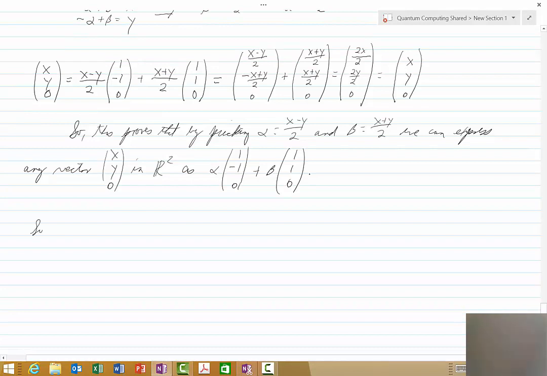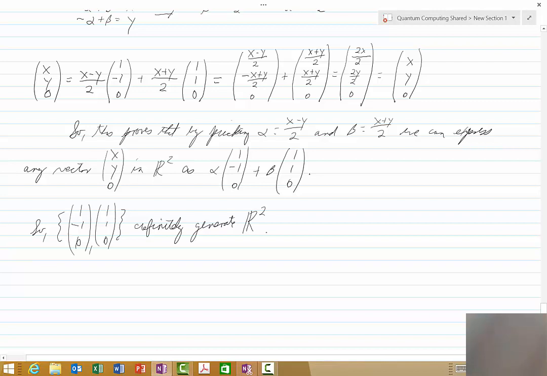So 1, negative 1, 0 and 1, 1, 0 definitely generate R2, but is this a basis?